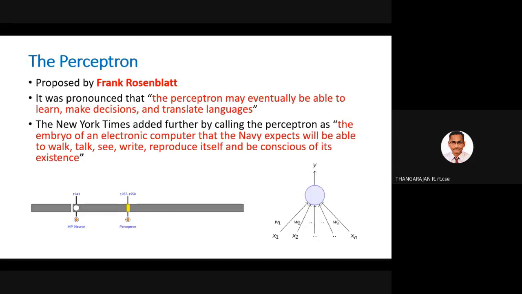And then the New York Times further added by calling the perceptron the embryo of an electronic computer that the Navy expects will be able to walk, talk, see, write, reproduce itself, and be conscious of its existence. This is even more envisioning. To reproduce and to be conscious is still a long way to go, because at this point only living things can reproduce and be conscious. But it was expected at that time, in 1958 itself, that this perceptron will make a big difference in artificial intelligence. So you see how people envisioned the perceptron.